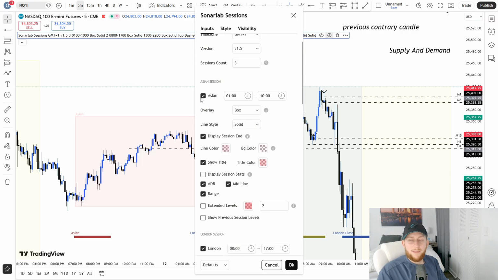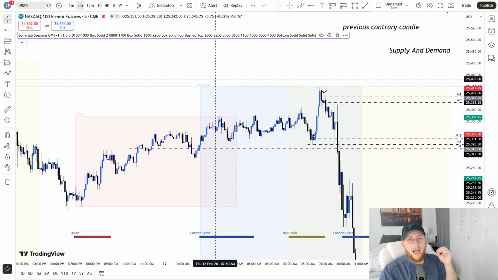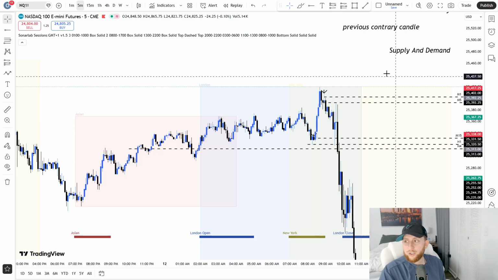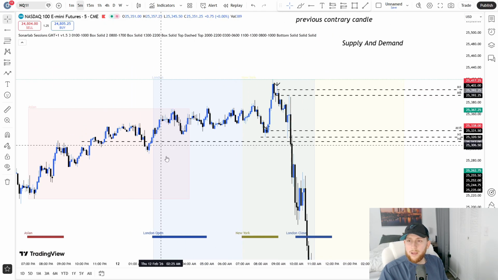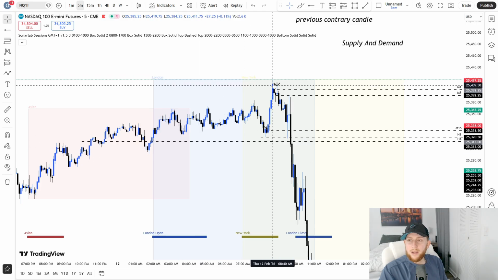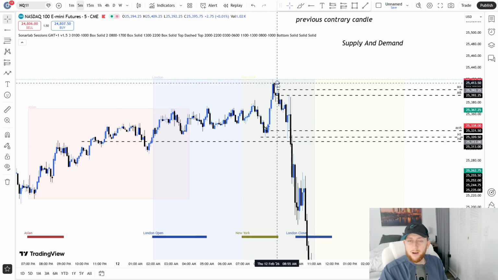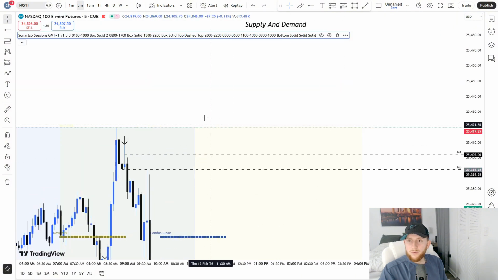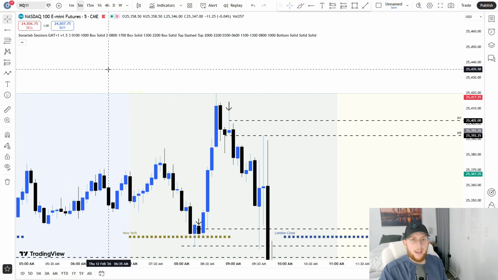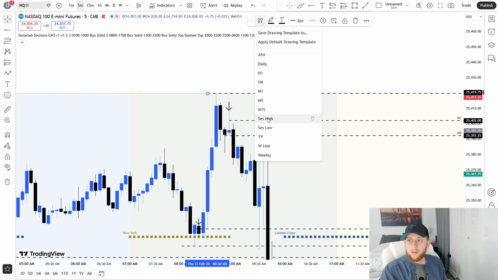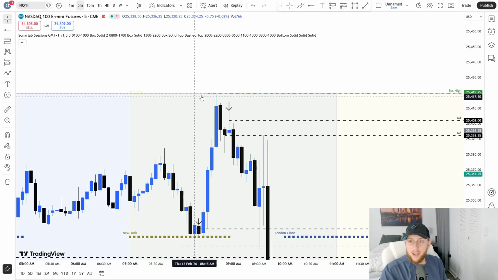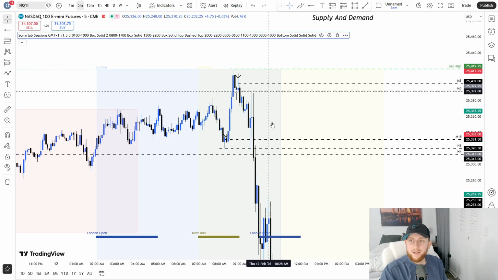You don't really need the Asian session. I'm going to keep it on because I normally keep it on, but you are only going to mark out the highest point and the lowest point between London and New York session. So this right here is the highest point between London and New York session. So we're going to find that highest point and mark it with session high. And see how I have it green, so I know that's my session high.